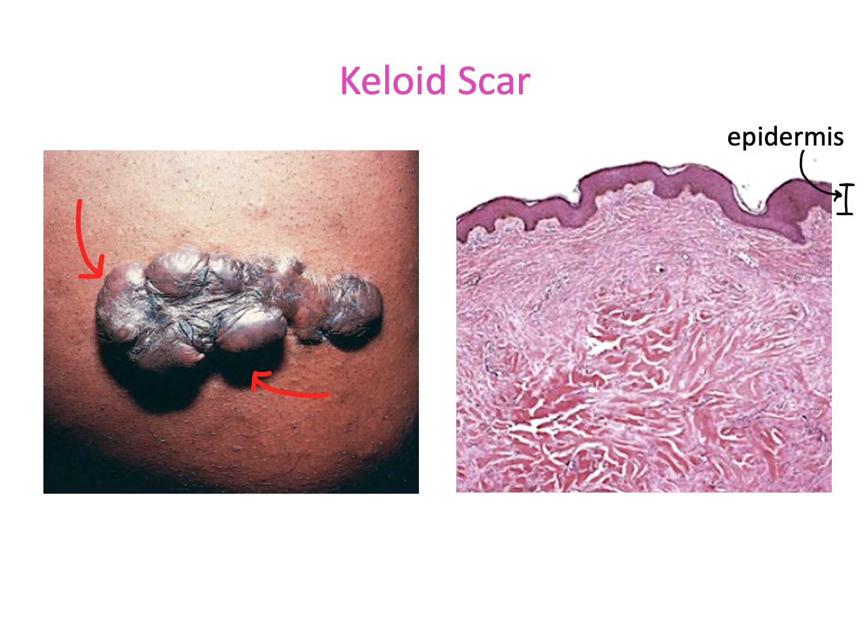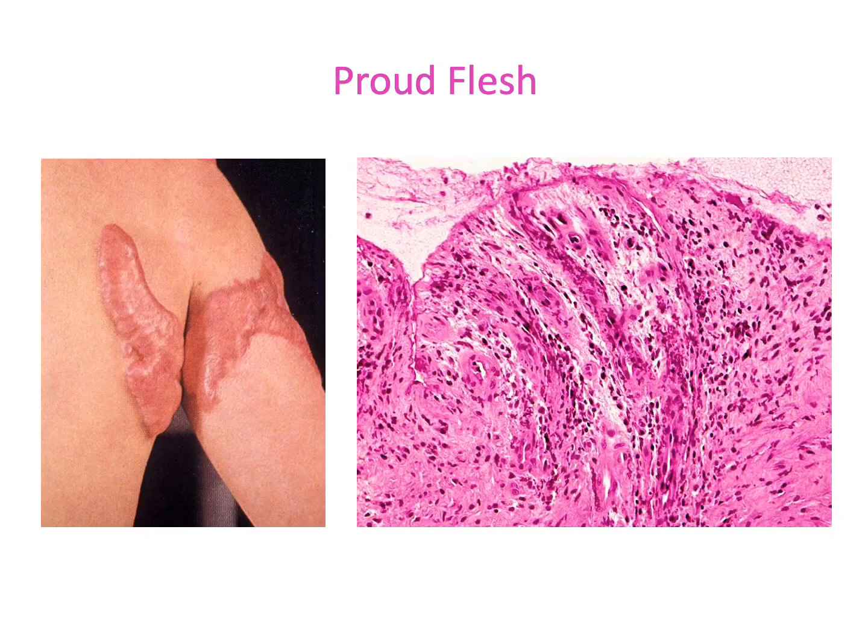Here on the right, you can see a histology section of skin, and just to remind you, top is epidermis, the lower portion is dermis, and you can see all this thick pink stuff in here. This is all collagen, big bundles of pink collagen. This is way more than you should have in your skin if you're healing a wound. So this is a keloid scar.